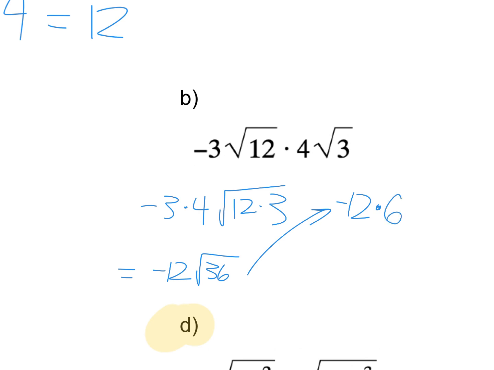So our final answer, we take negative 12 times 6. You should get negative 72.